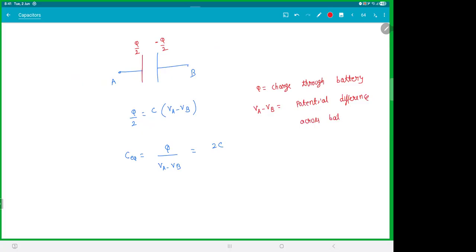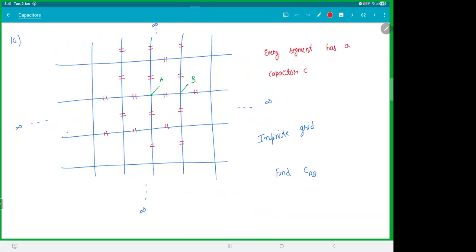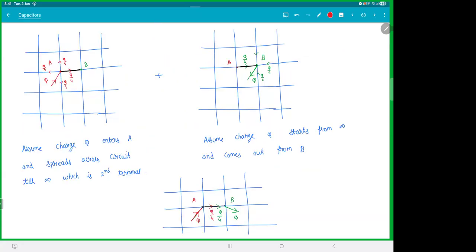This is how you handle infinite grids. At least there is no other way to handle them so far. At least I don't know a second technique to handle infinite grids. Is the process clear, everyone? Understood the logic? Because if you send both at the same time, I don't know what to do. But if you send one at a time, because it is infinity, because it is symmetrical, you can make an argument that Q by 4 will go.